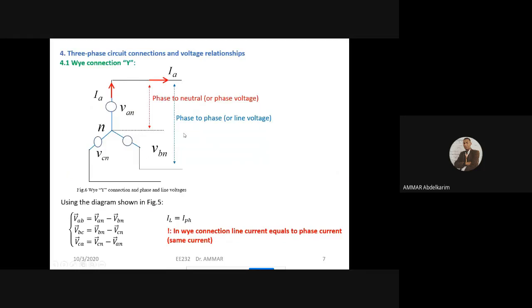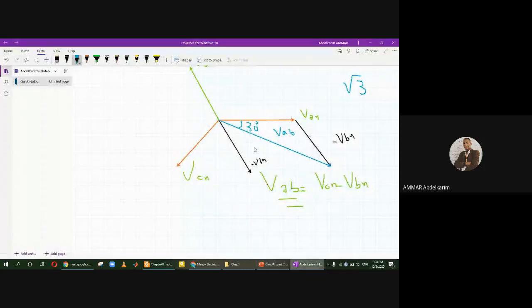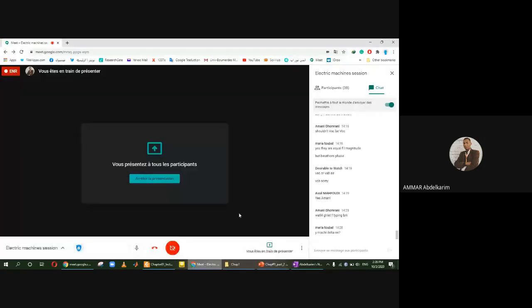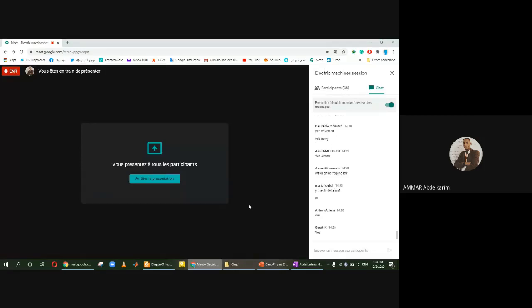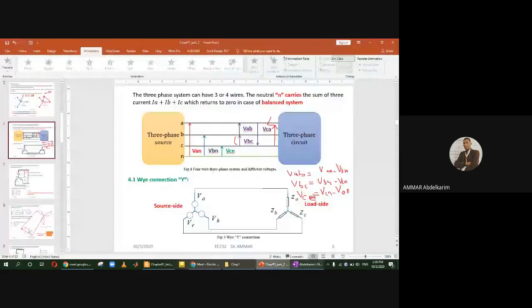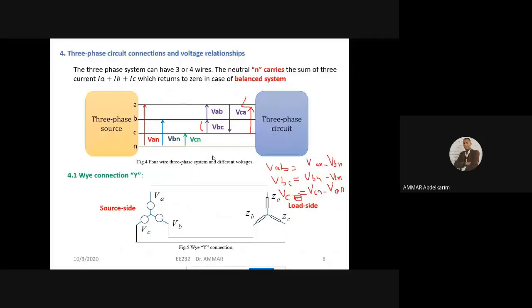You know that in the three-phase system we have two types of connections: Y and delta connection. Sorry, what I'm saying. So this is for Y connection. We call it Y or the star, not delta. We call it star or Y connection, because it has the shape of a star.